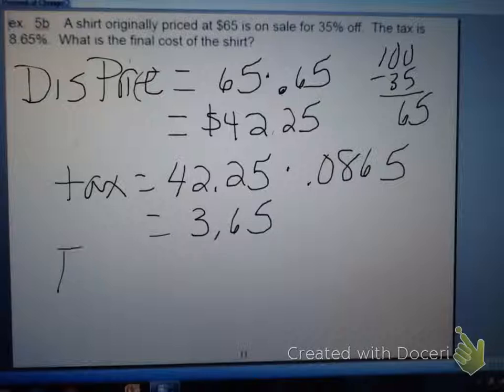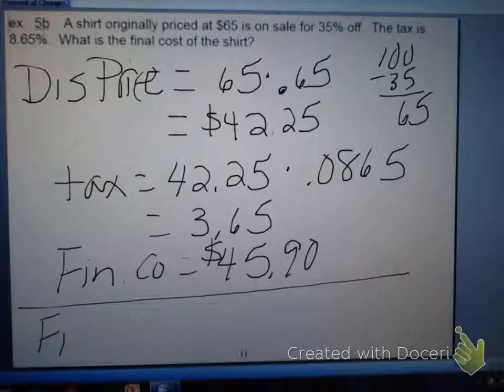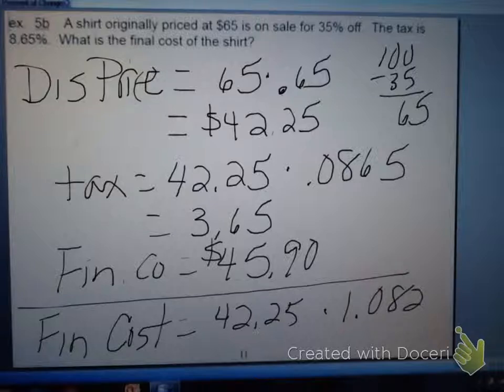So the final cost is $45.90. And again, you could have gone directly to the final cost by multiplying 42.25 times 1.0865, and you would have gotten the same thing, $45.90.